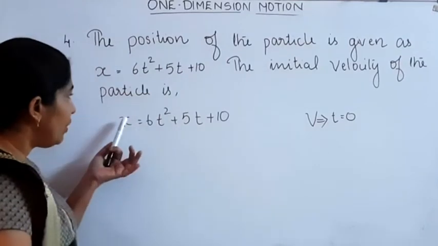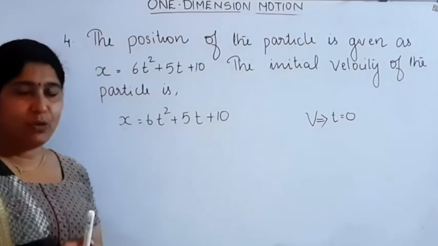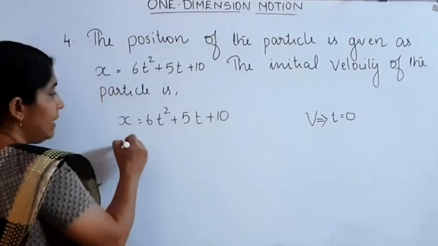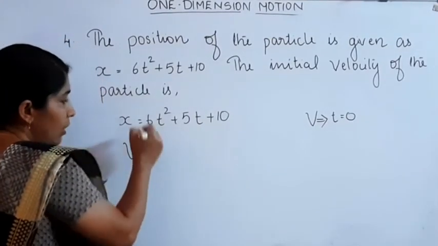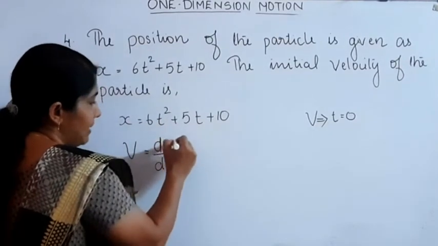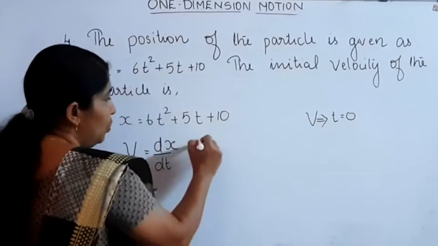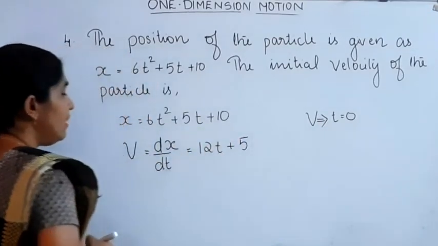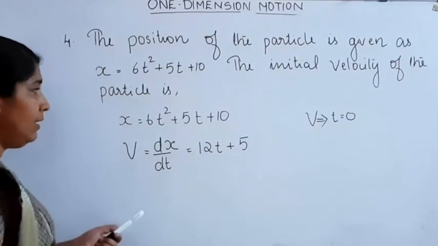For this, first of all, we want to find out the velocity. Velocity can be found by taking the derivative of position. That is, v is equal to d by dt of x, which is equal to 12t plus 5. This is the velocity of the particle.